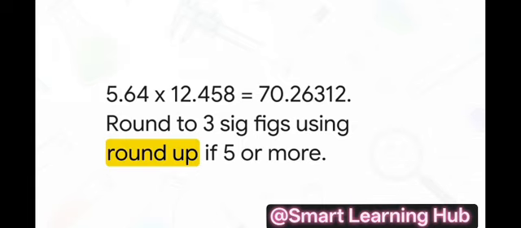5.64 has exactly 3 significant figures, 12.458 has 5. Our target is the least of those, which is 3. So we need to round our massive calculator answer down to just 3 significant figures. We keep the 7, the 0, and the 2, but then we have to look at the very next number, the 6, to decide if we keep the 2 or round up. Since 6 is 5 or more, we got to round up.